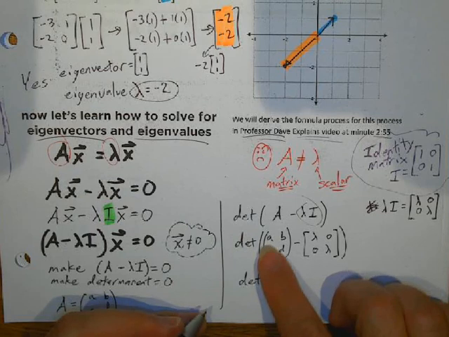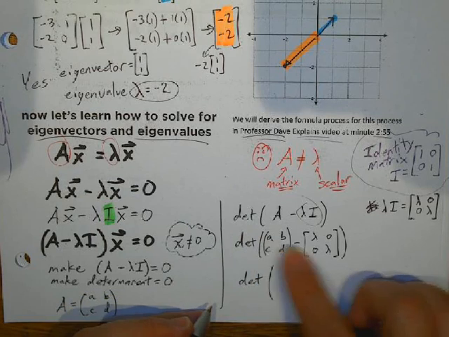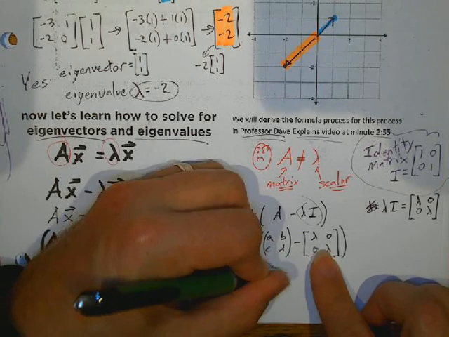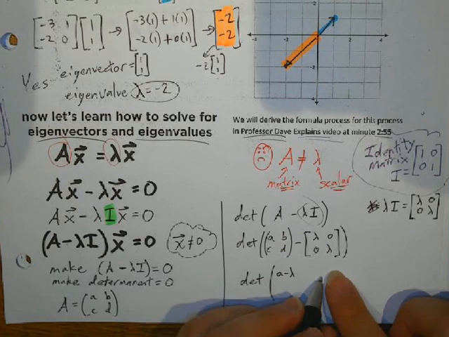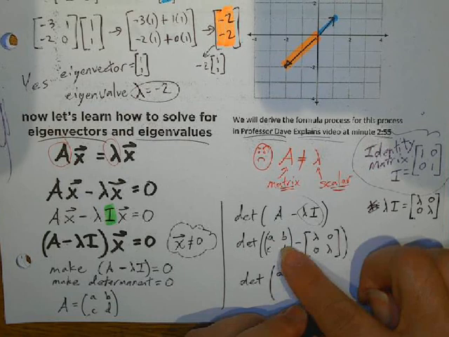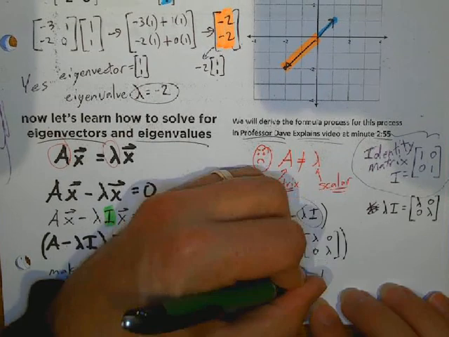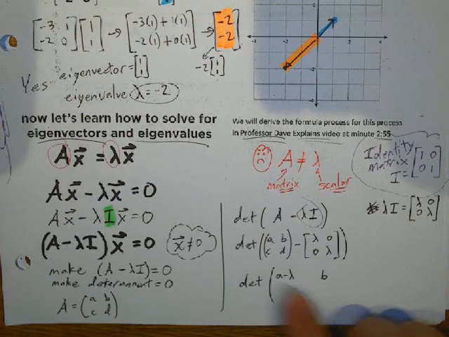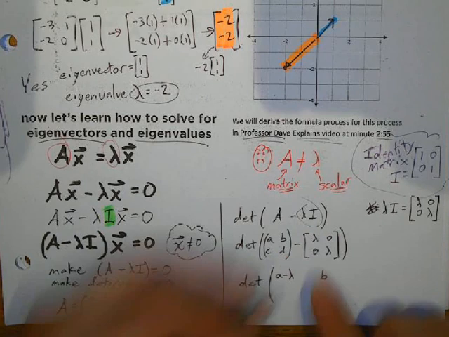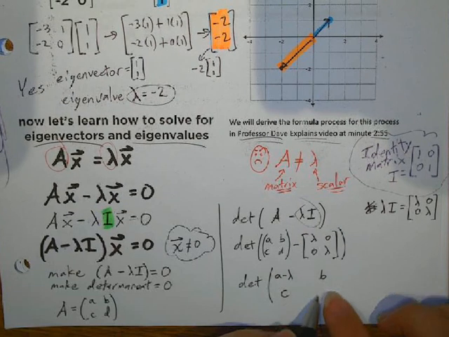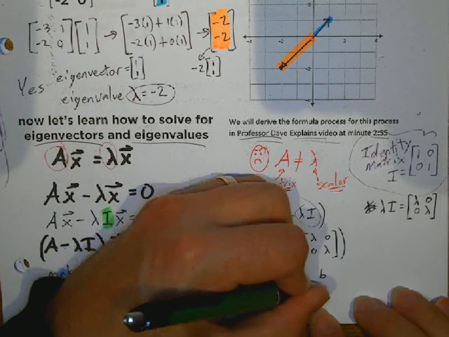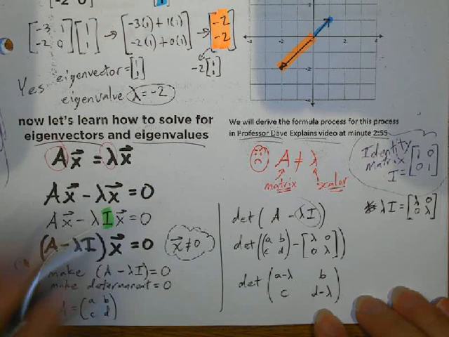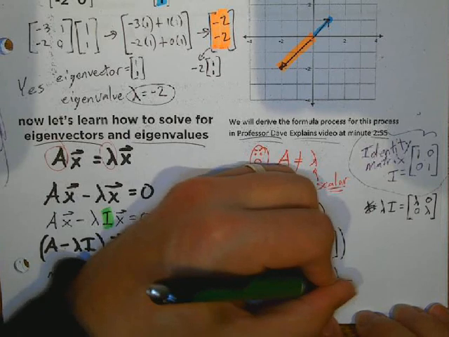Then I end up with the first spot as A minus lambda. The first row, second column would be B minus 0, I'm just going to write B. Then I have C minus 0, I'm just going to write C here. And this last spot is going to be D minus lambda. I'm going to have to make this determinant equal to 0.